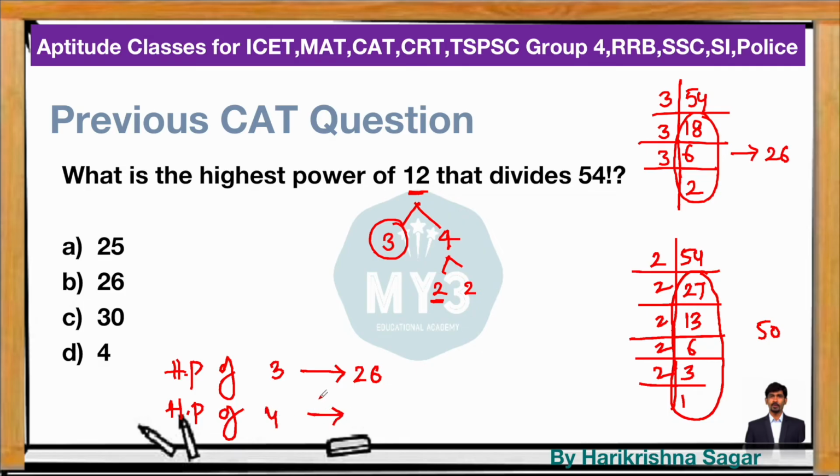2 2's will use 1 4. Highest power of 4 will be 25. But they are asking you to find out the highest power of 12. That means 3 into 4 together will give us 12, right? What is the minimum value of 25 and 26? You have to check. So the minimum value of 25 and 26 is 25. So the highest power of this will be equal to 25. Highest power of 12 in 54 factorial is 25. That's how we have to solve the question.